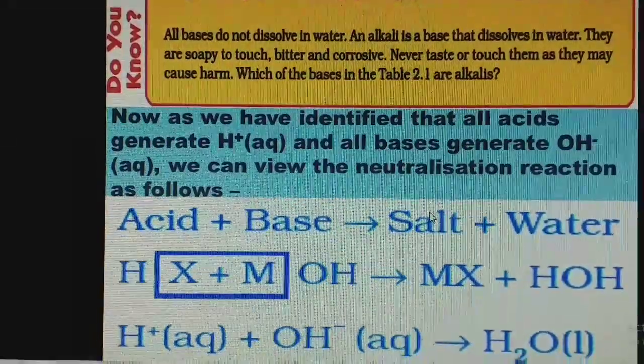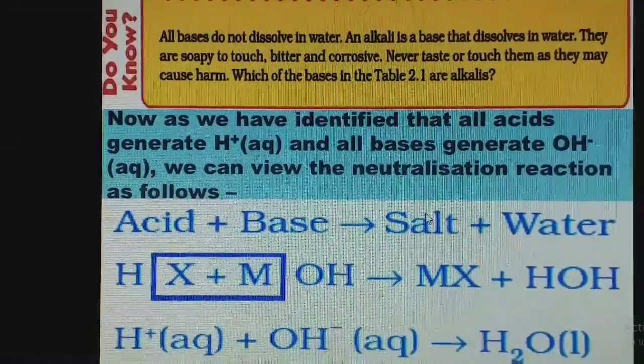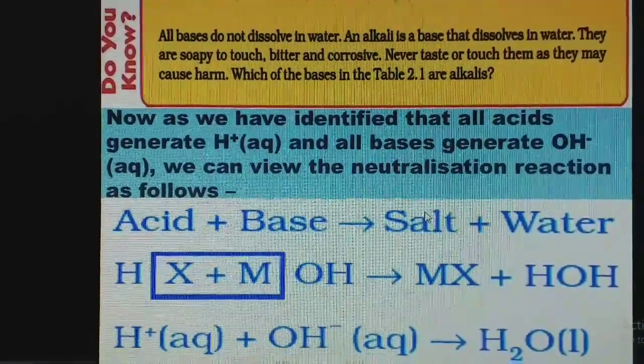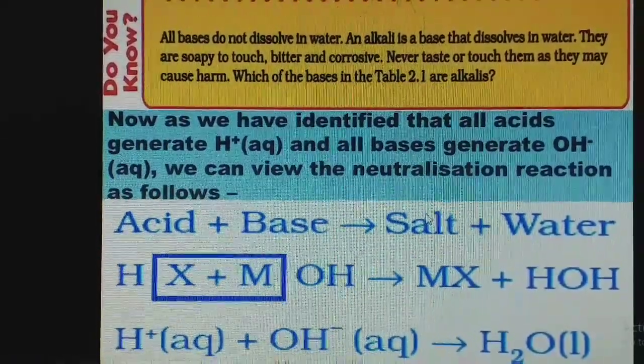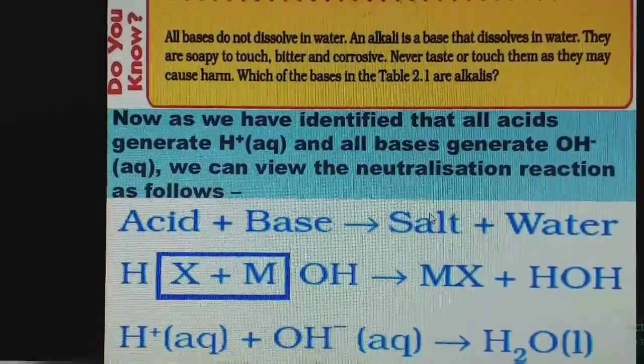All bases don't dissolve in water. An alkali is a base that dissolves in water. They are soapy to touch, bitter in taste, and highly corrosive. Never taste or touch them as they may cause harm.